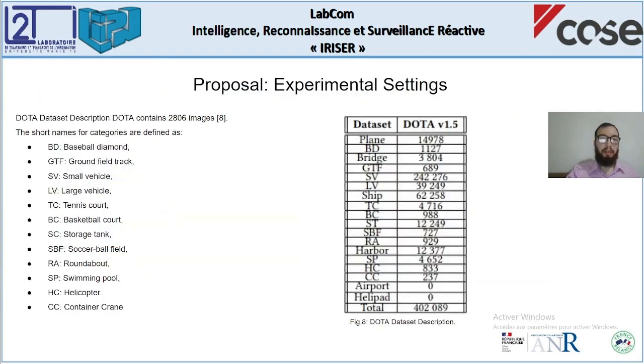In relation to the dataset, we used the DOTA dataset, which contains almost 2,800 images in 16 classes, such as small vehicle, large vehicle, baseball diamond, ground track field, and others. We used version 1.5. It's also important to describe this.